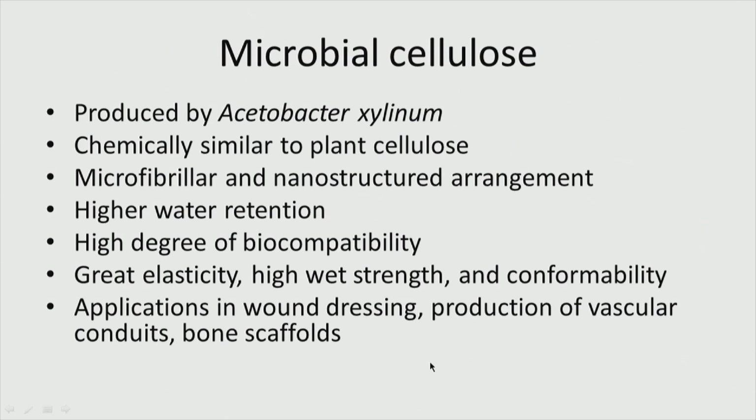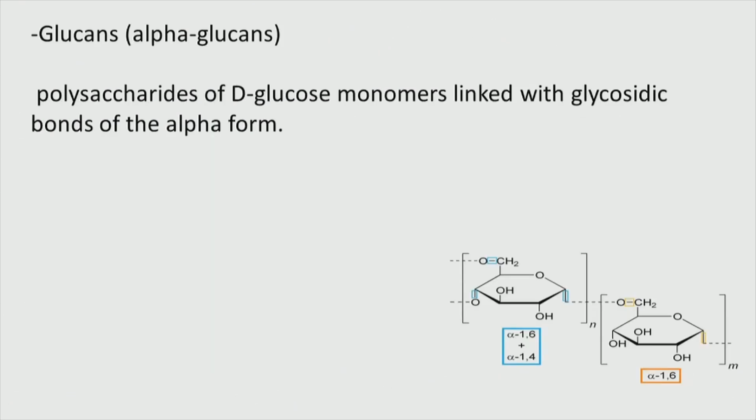Microbial cellulose: the ones we saw previously are plant derived. Microbes also produce cellulose, like Acetobacter xylinum, chemically similar to plant cellulose. So they have a microfibril and nanostructured arrangement, they can retain water, and they have very good biocompatibility, great elasticity, and high wet strength, and they conform, so they can be used in wound dressing, production of vascular conduits, and bone scaffolds. They are to be combined, of course, with HA for bone filling and so on.